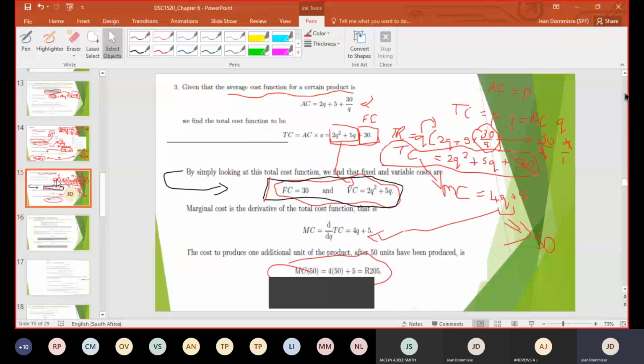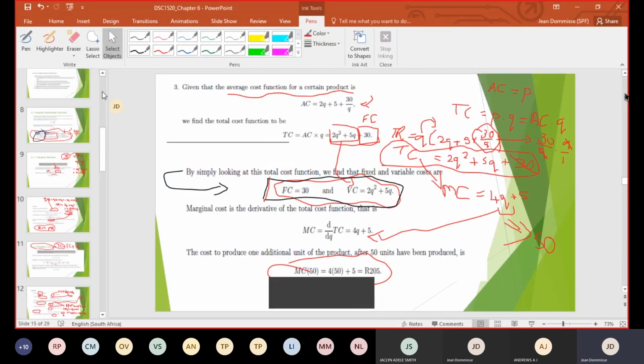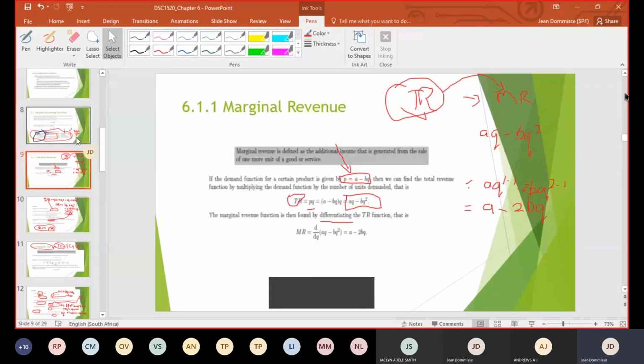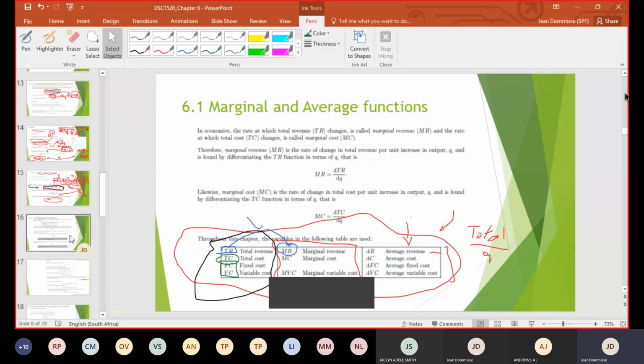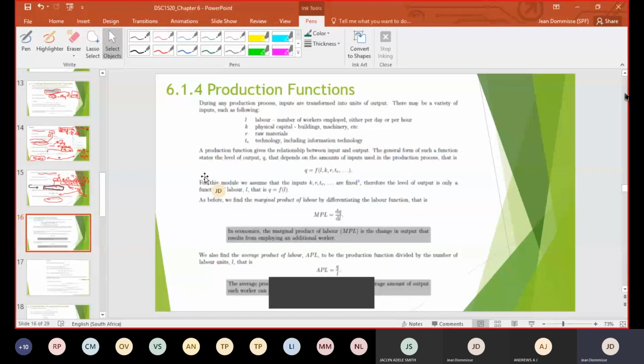So we've done, is there somebody who wants to ask something? You can also ask on the chat. So basically, we've now done the total revenue, we've done total cost, we have done, in a sense, the fixed cost and the variable cost. So we are fine with that at the moment. So let's see what the next set of things are.